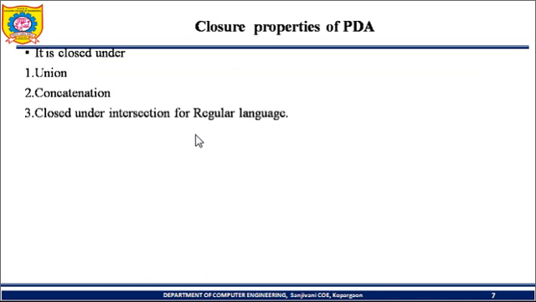Now, closure properties of the PDA. PDA is closed under union operation. PDA is closed under the concatenation operation, and PDA is closed under the intersection with a regular language. So these are the closure properties of the PDA. How to prove it? Already we have discussed it in case of the CFG. In the same way we can prove that the PDA is closed under union, closed under concatenation, as well as closed under intersection.